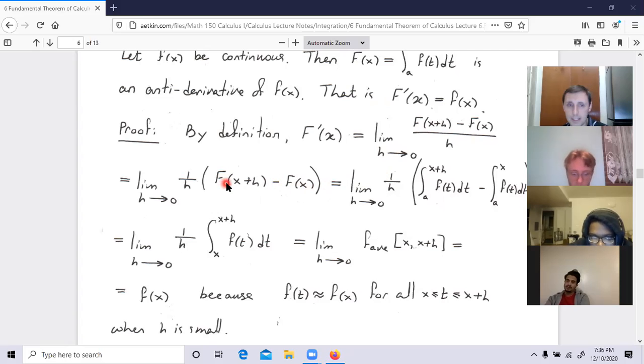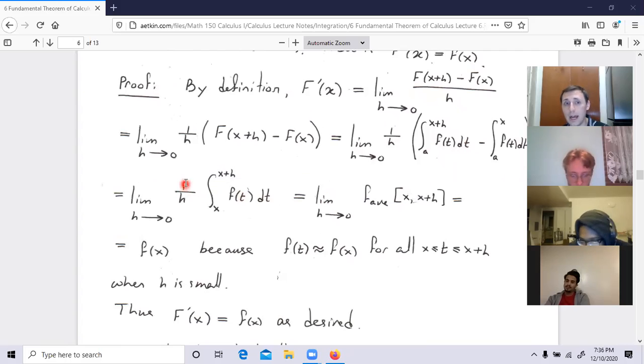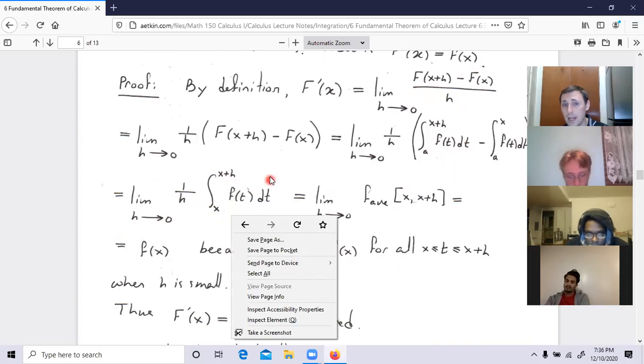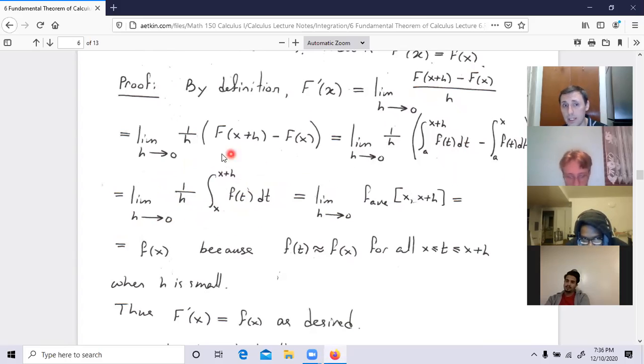Now, what is this F of x plus h minus F of x? That would be the integral all the way to x plus h, and this would be the integral all the way to x. And when I subtract, look what I obtain: 1 over h times the integral from x to x plus h, and I take the limit as h goes to 0, of f of t dt. And I recognize that this formula is the average. It is the average.